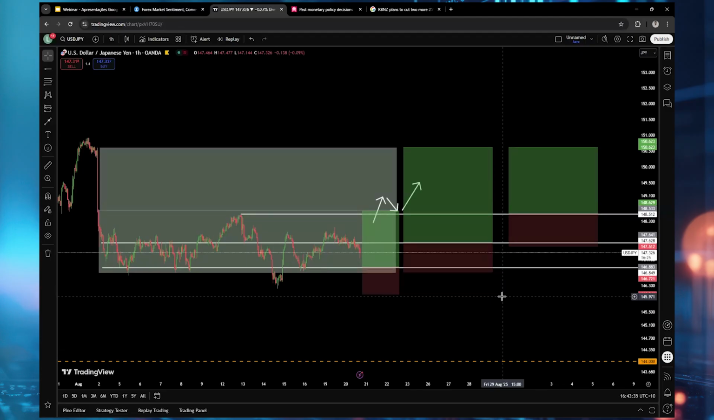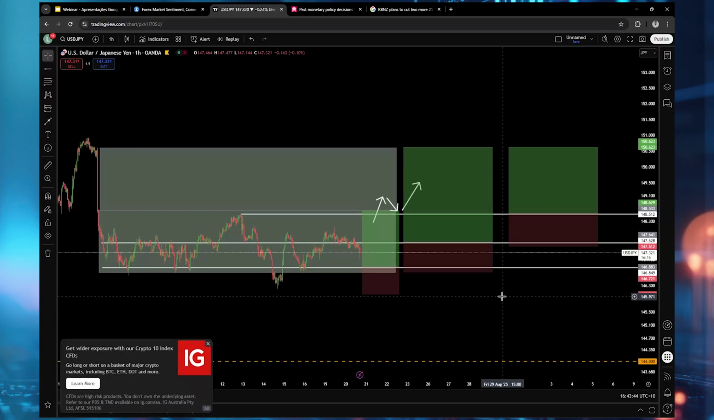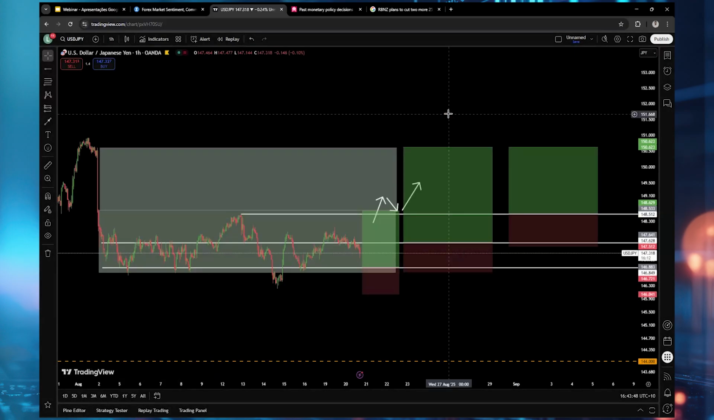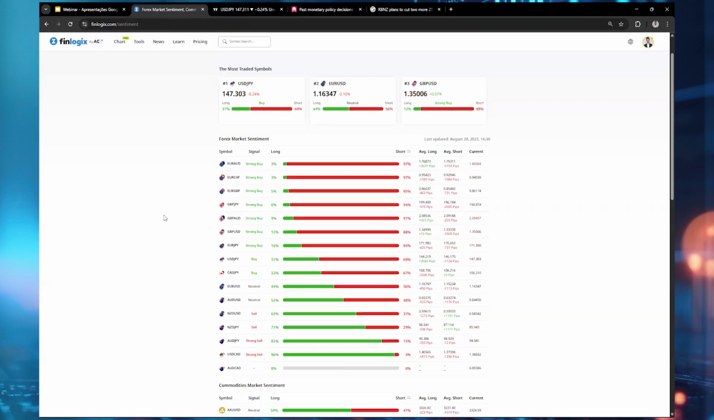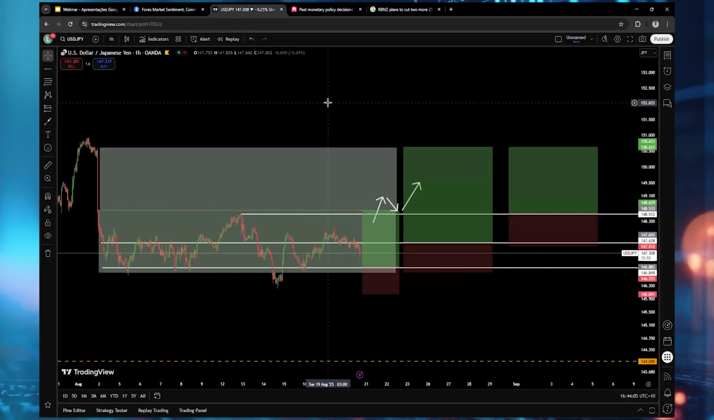Because what the market tends to do is, after a consolidation is broken, it tries to target the same size of that consolidation to the top or to the bottom, whichever side it broke. Okay, so that's the first trade on US dollar Japanese yen. When we come to the FinLogic sentiment tool, we can see that there is a signal of buy, so everything matches pretty well. Now, the second trade is the euro yen.